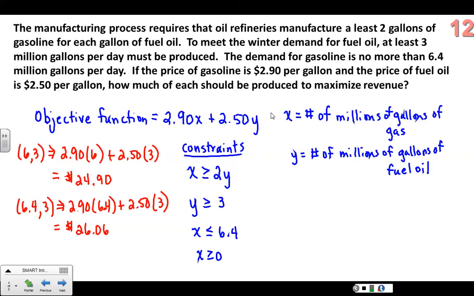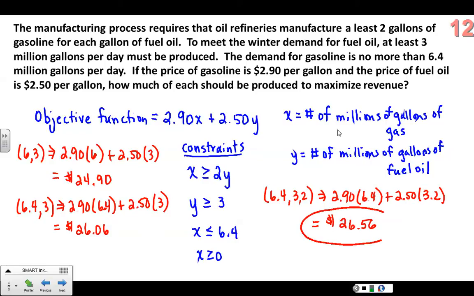Okay, and then the last one, let's see, the last point, 6.4, 3.2. I'll come over here where I've got some room. 6.4, comma 3.2, 2.90 times 6.4 plus 2.50 times 3.2. Let's see what that gives us. We're trying to maximize the revenue, so we want the highest amount. 2.90 times 6.4 plus 2.50 times 3.2, 26.56. So, of course, that's the bigger amount.